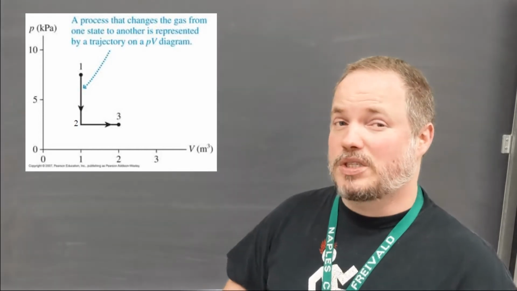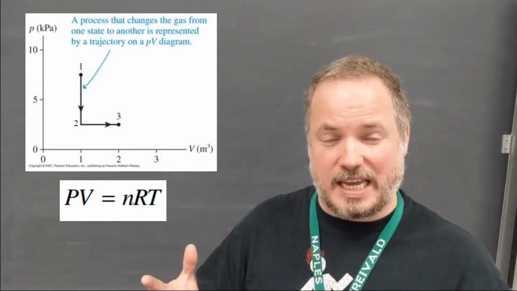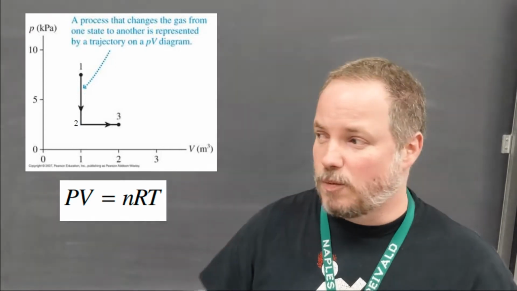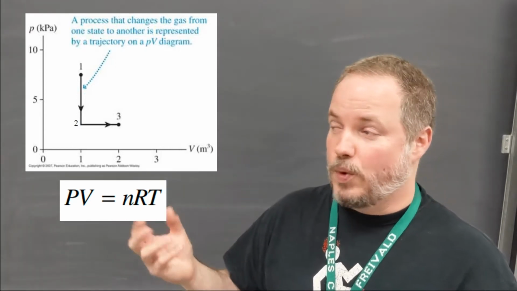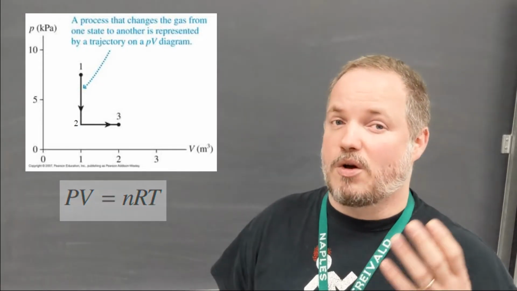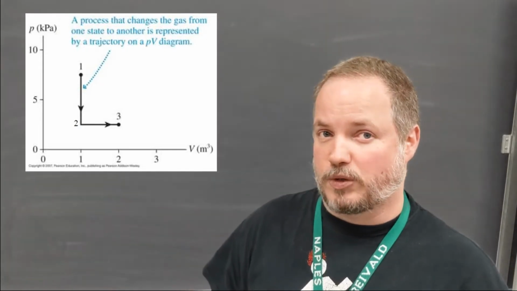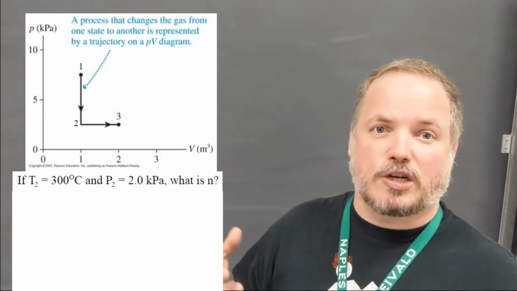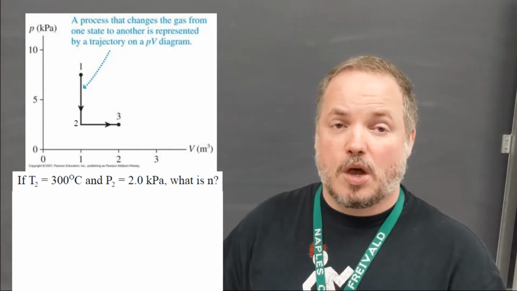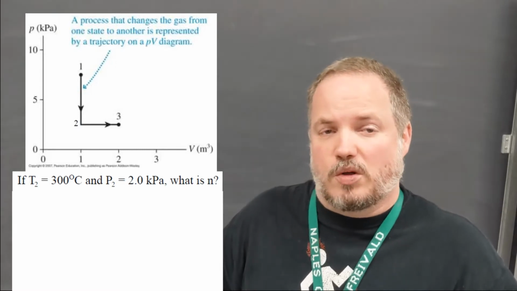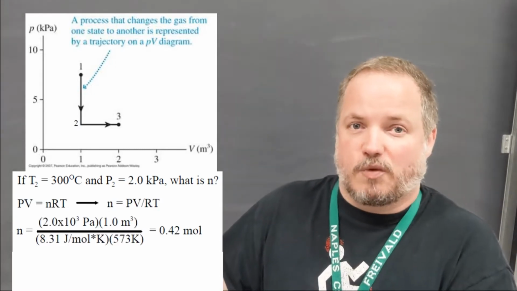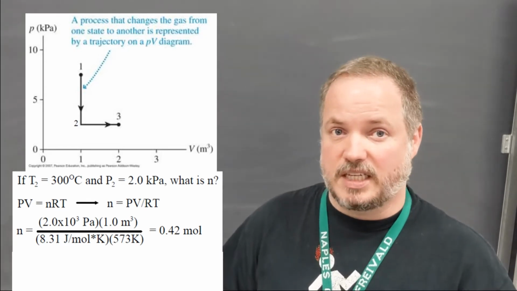And there is a ton of information we can pull from this type of graph. In fact, using PV equals nRT, the graph gives us two of those things, P and V. So if we know temperature, we could figure out number of moles. If we know number of moles, we could figure out temperature. So for example, if T2 here was 300 degrees and the pressure is 2 kilopascals, how do we figure out the number of moles? Just plug it in, and here you go. We get 0.42 moles. Easy peasy.